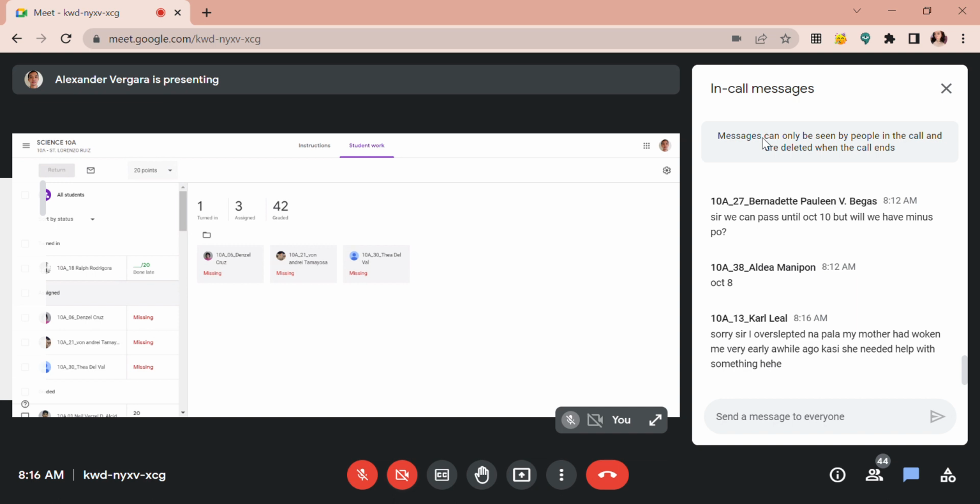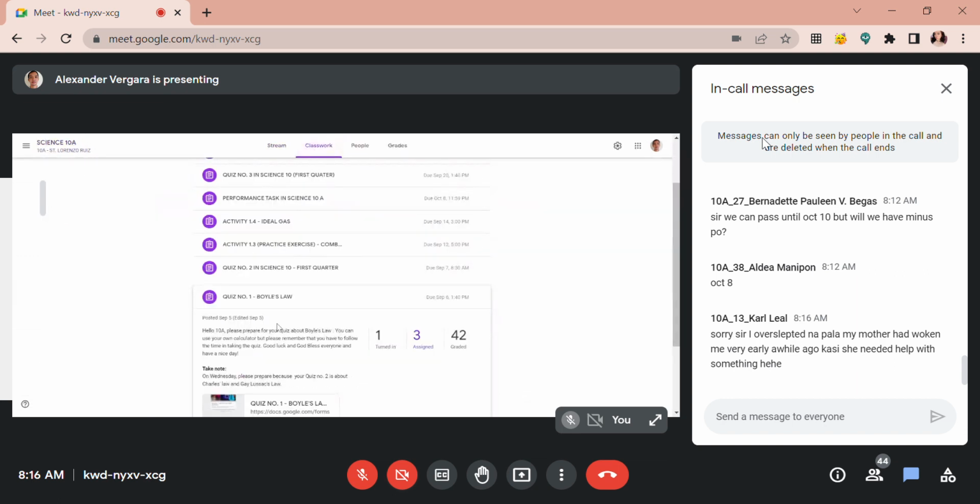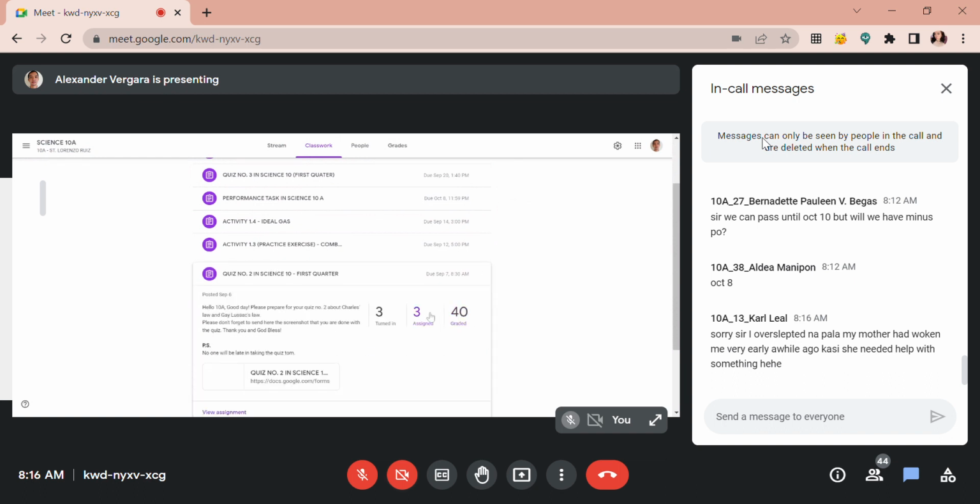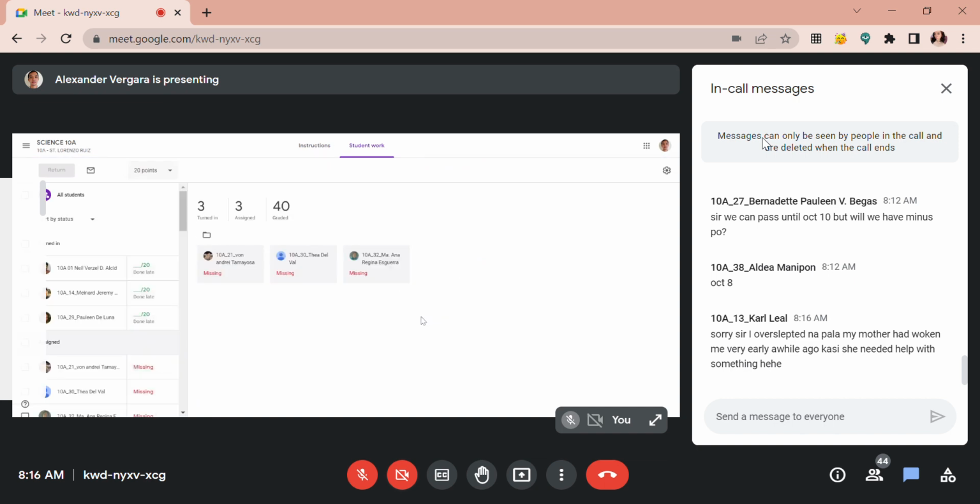discussion, I will return already the quizzes to you, the soft copy. That's why I want to finish already those who are not yet taking the quiz, because there are some who are not yet taking the quiz. Quiz number 2, there are some who are not yet taking: Andre Tamayosa, Val, Thea, and Regina, Maria Ana.